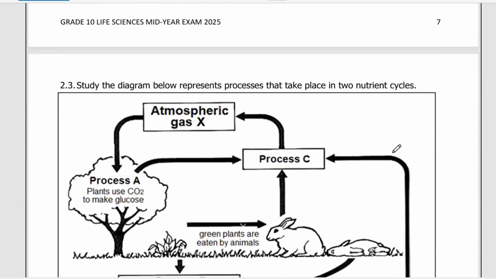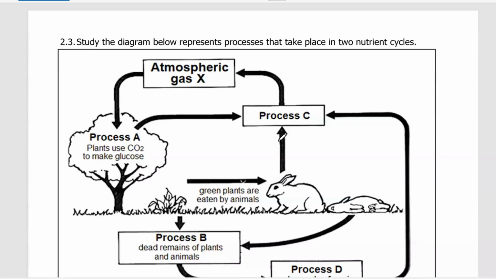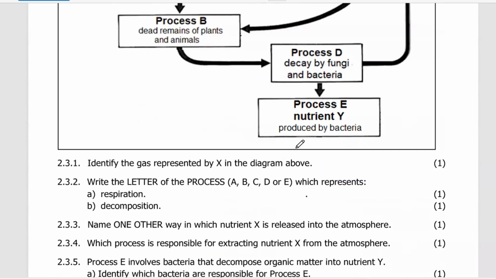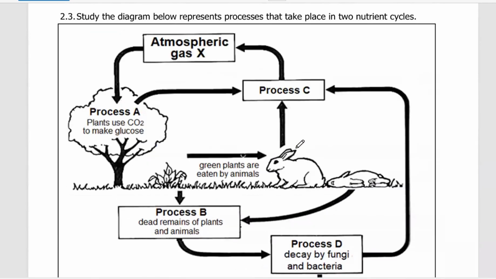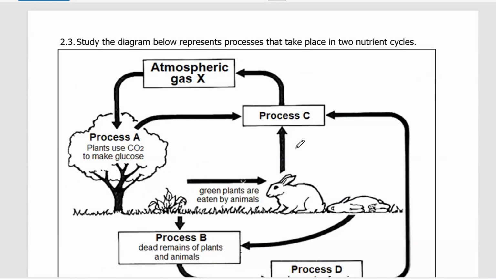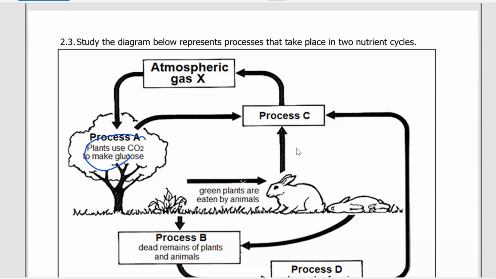2.3. All right. So here is the cycle. They're saying, identify the gas represented by X. So we see that X is carbon dioxide. We see that X comes down, it's being absorbed by the plant. Therefore, it shows that X is carbon dioxide.